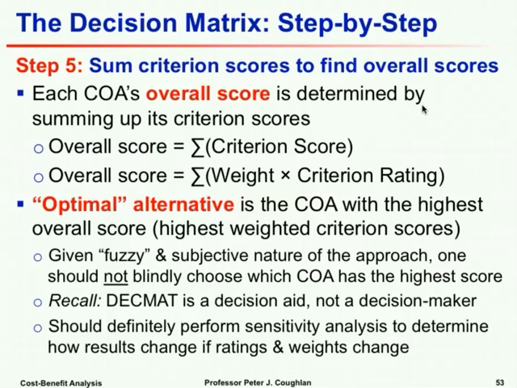But again, the important point is to remember that this is subjective. It's somewhat fuzzy. So don't blindly choose whichever course of action has the highest score. You've got to do sensitivity analysis. It is a decision aid, not a decision maker. You certainly should always perform sensitivity analysis when using this decision matrix because of that subjective nature. What happens if we assign different weights? What happens if we assign different ratings? How does that change our recommendations?